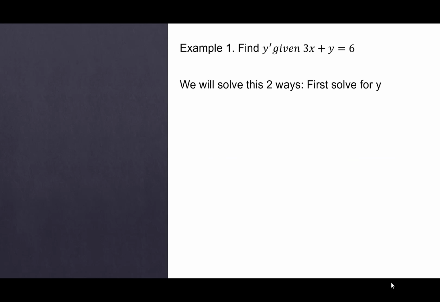We're going to find y prime given 3x plus y equals 6. The first time we'll find the derivative by solving for y first. So from 3x plus y equals 6, we can make a quick change to y equals negative 3x plus 6. Now when I take the derivative, y prime equals negative 3.